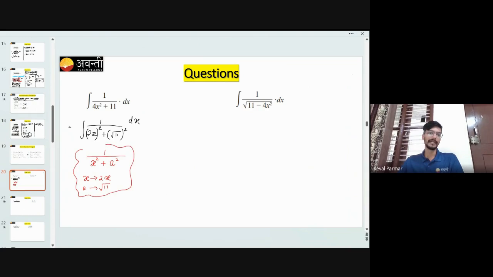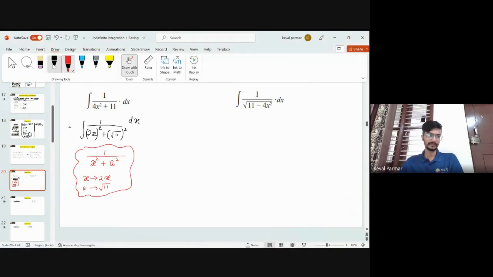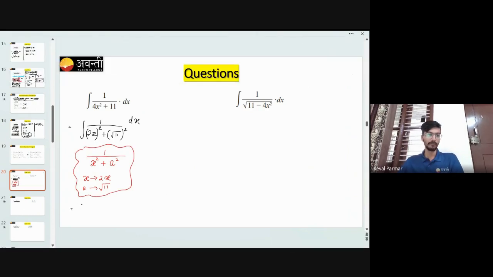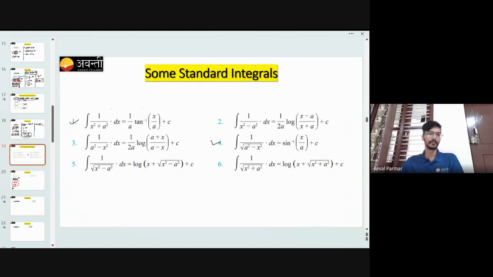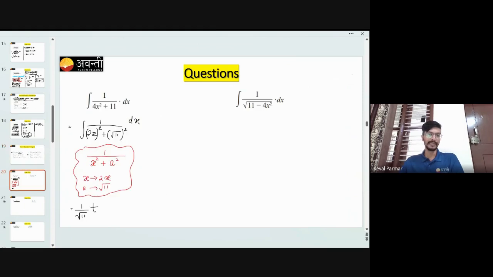So what will be my answer? My answer will be very simple. 1 by a, which is under root of 11. It is the first formula, this one. So 1 by a tan inverse of x by a. Who is x? 2x. So 1 by under root of 11 tan inverse of 2x by under root of 11 plus c.